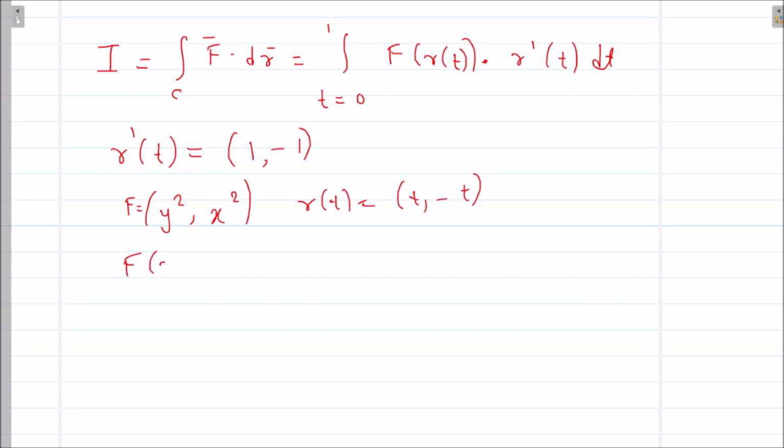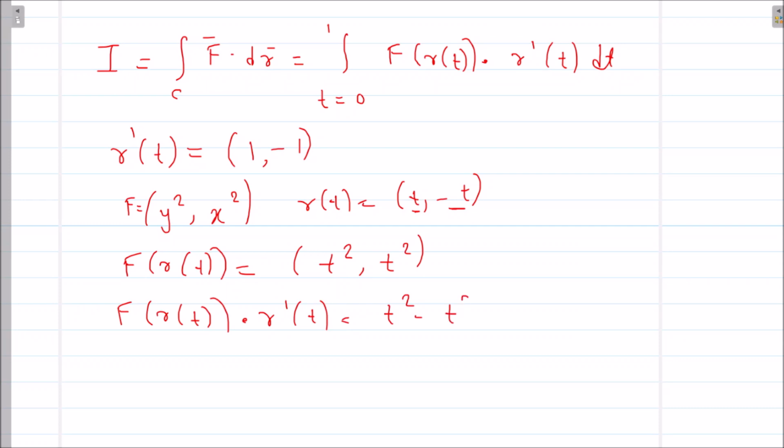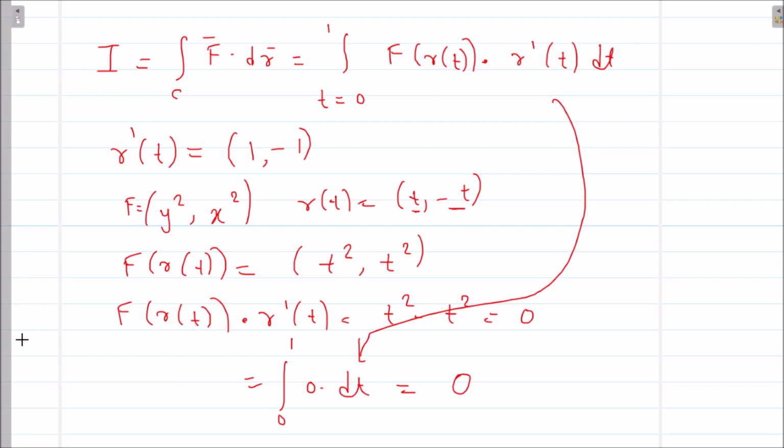So what will be F of r of t? Wherever you have x, you replace your x by t. Wherever you have y, you replace your y by minus t. So this will be (t squared, t squared). And if I take the dot product of F of r of t with r prime of t, this is nothing but t squared minus t squared, which is 0. So this is nothing but the integral from 0 to 1 of 0 times dt, which is 0. So the work done is 0 units. Okay, so I hope this part is also clear to you.